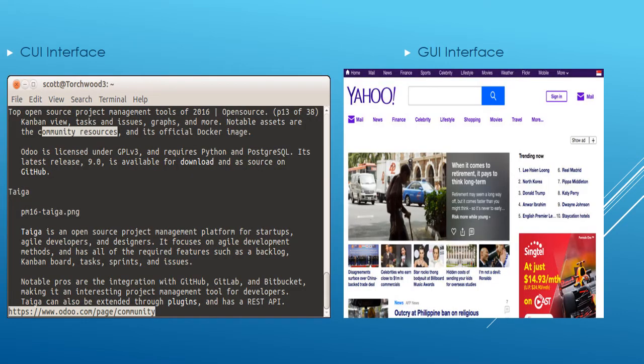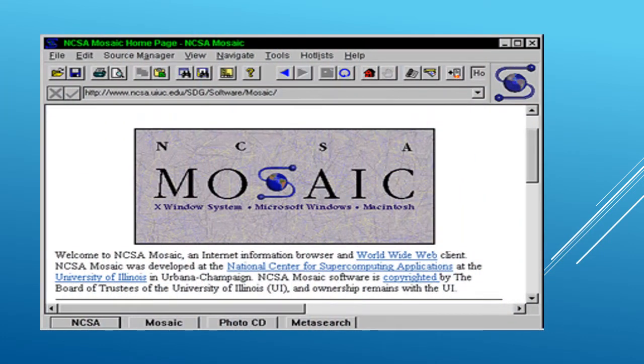Look at the different interfaces of Internet. First one is CUI interface and second one is GUI interface. This is the first browser of the world, Mosaic for X Windows.